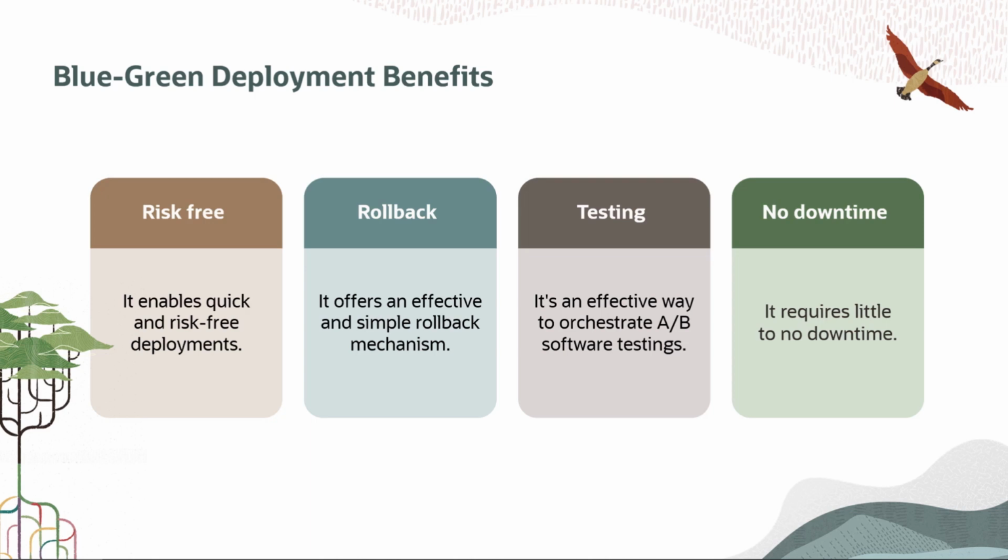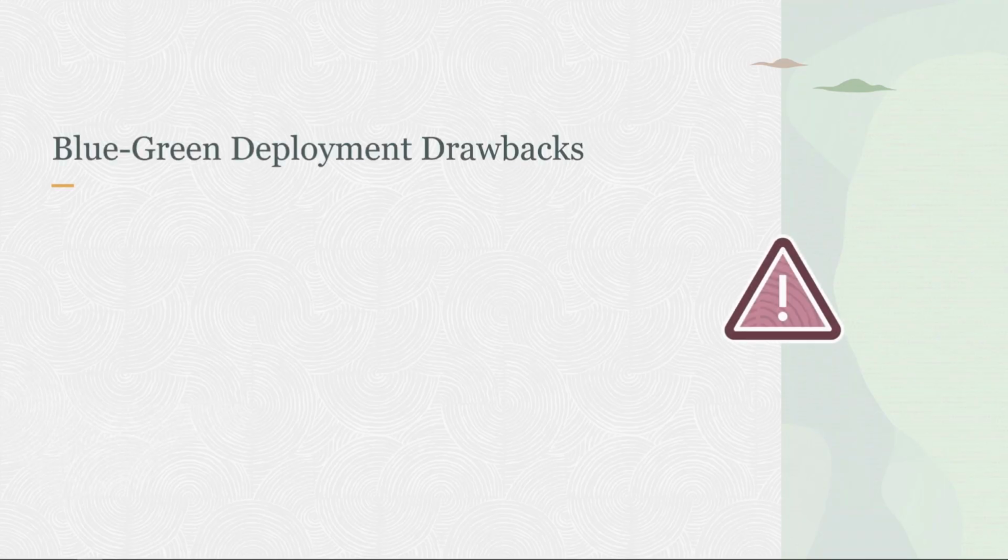Blue-green parallel production environments also make load balancing very easy. When the two environments are functionally identical, you can use a load balancer to route traffic to different environments as needed. Let's also take a look at some of the drawbacks of blue-green deployment strategy.